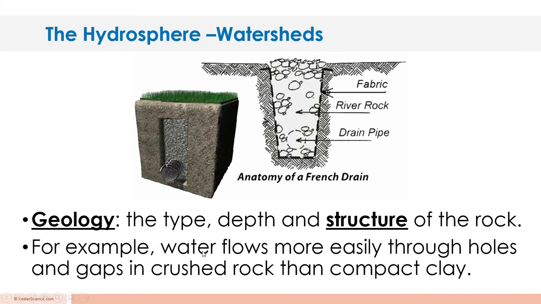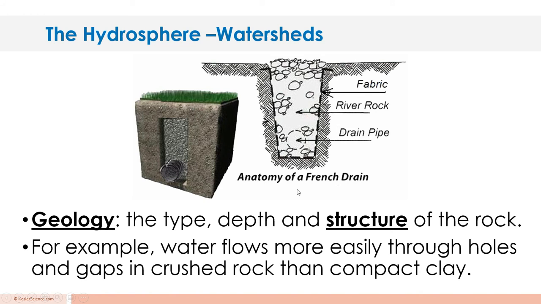So as an example, water is going to flow more easily through holes and gaps in crushed rock than it is through compacted clay. So this isn't really a natural formation, but when we build a French drain and we want water to flow from the top of the ground down into this pipe under here, we get rid of the soil around it because that soil is squished together and has less space between its particles, so the water has a slower time to flow through it. What we do is we put all this crushed rock in here, river rock, so there's a lot more holes and the water flows really freely down through this particular part and into our drain like we wanted.